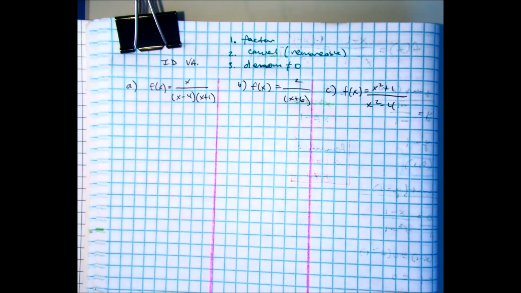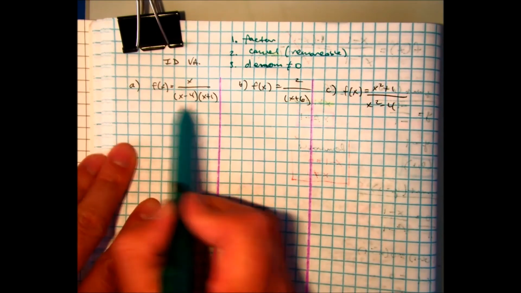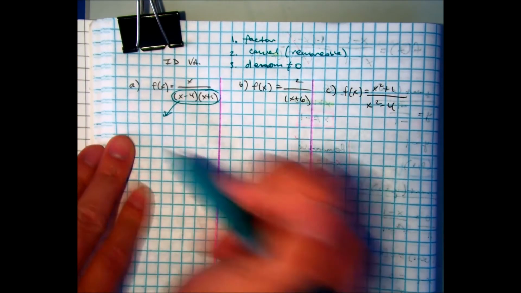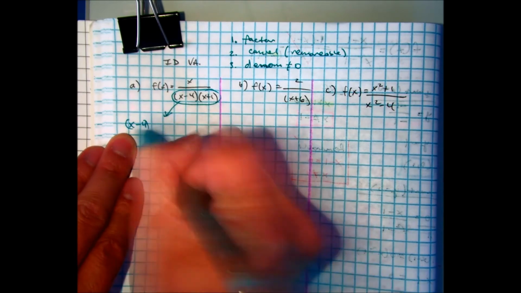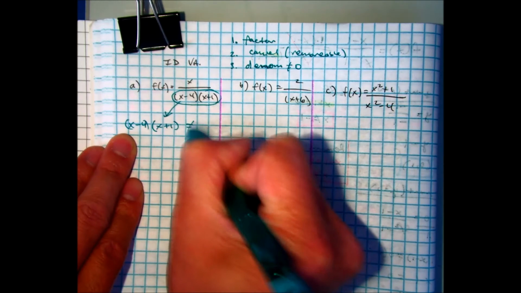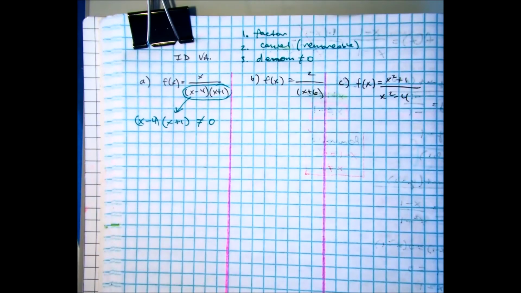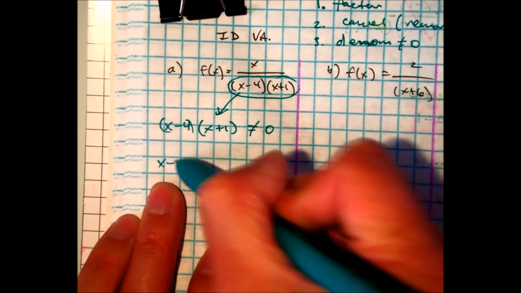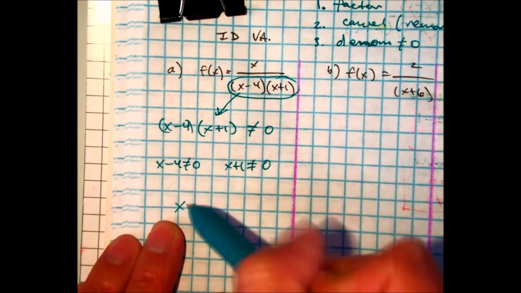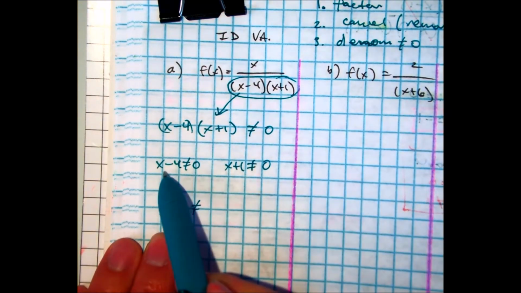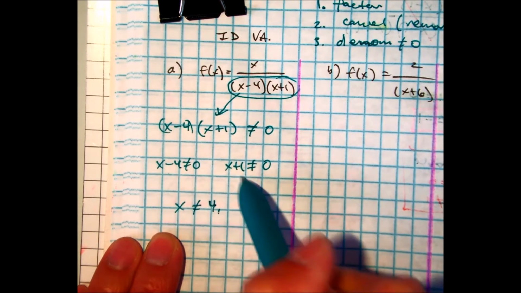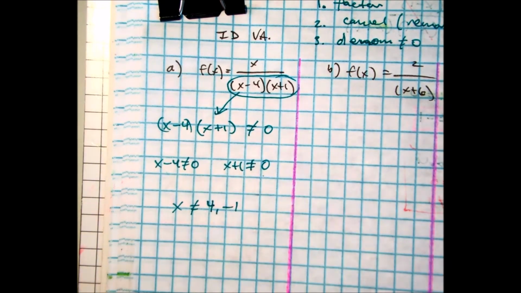Alright, so let's do this first example. Class, is this one factored? Yeah. So right here, you're just now going to set that not equal to 0. So x minus 4 is not equal to 0, and x plus 1 is not equal to 0. Therefore, x is not going to equal what? Add 4 to both sides, you get 4 and negative 1. Raise your hand if you got that.